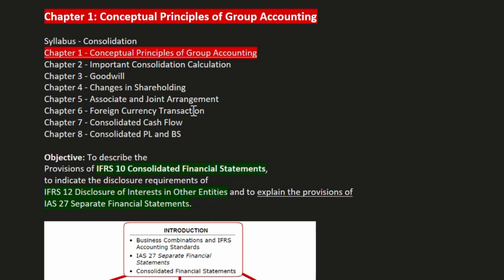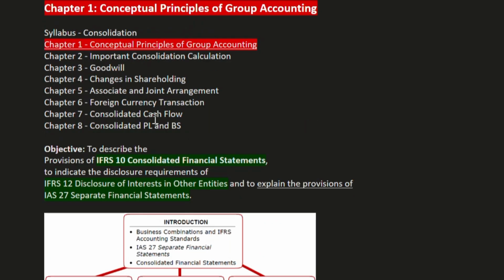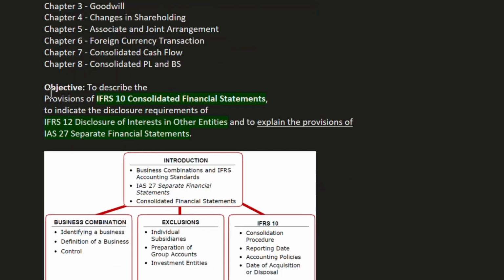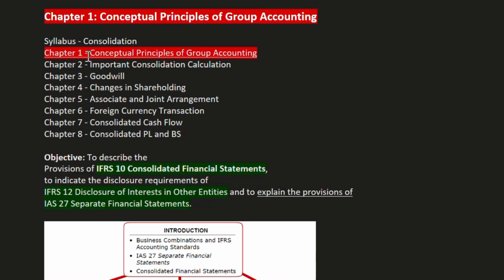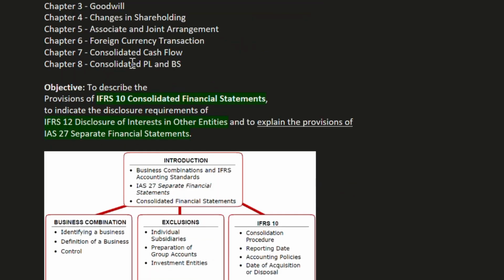Sixth is foreign currency transaction. Seventh is consolidated cash flow. And last, eighth, is consolidated P&L and balance sheet of foreign subsidiaries. So this one is P&L and balance sheet of subsidiaries, including P&L and balance sheet of foreign subsidiaries. Now, we are going to start first today with conceptual principle of group accounting.